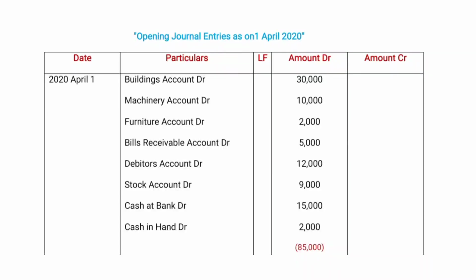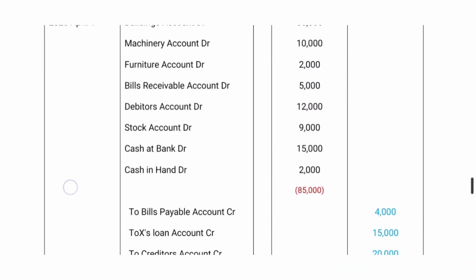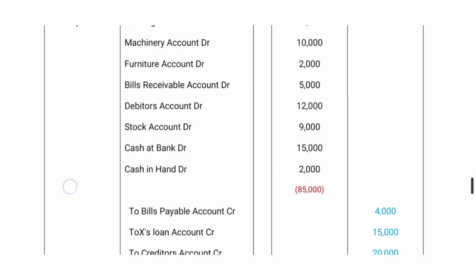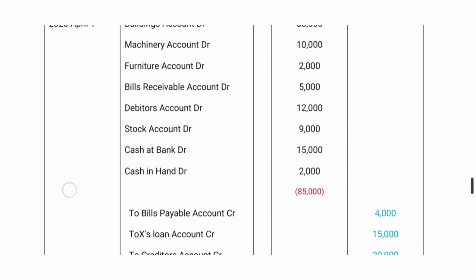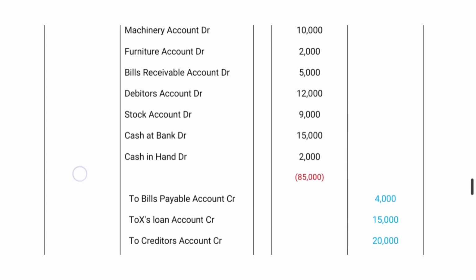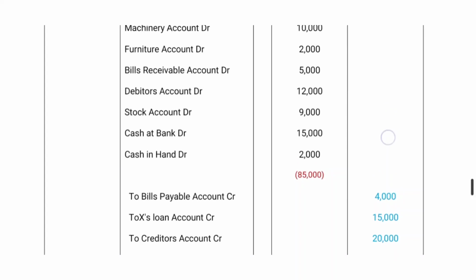Now coming to the calculation of the debit amount: 30,000 plus 10,000 plus 2,000 plus 5,000 plus 12,000 plus 9,000 plus 15,000 plus 2,000. It is equal to 85,000. Total assets is equal to 85,000. Now coming to the credit side, it is 4,000, 15,000, 20,000. Here 35,000 plus 4,000, it is 39,000. Now we compare both balances: the debit balance is 85,000 and the credit balance is 39,000.